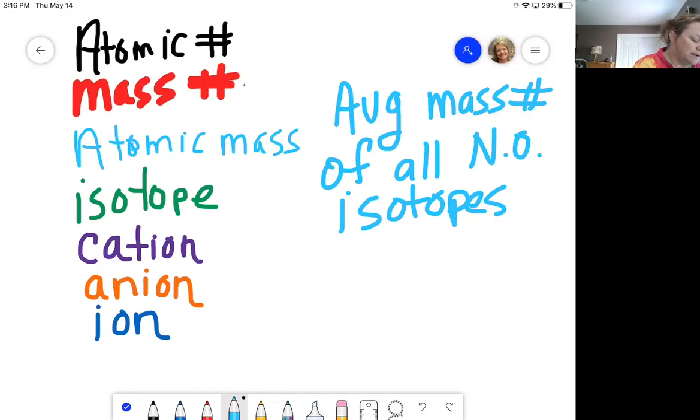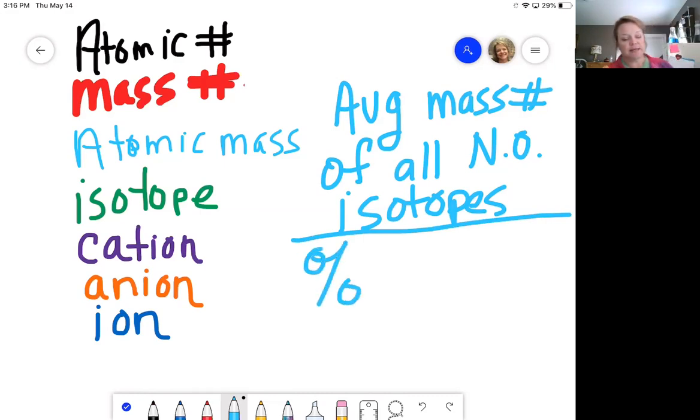And I showed you how to figure this out. What we do is we take the percentage that it's found in nature. Remember, I told you that it doesn't matter where we get a sample of an element from. I said I got one from Brazil and one from Russia. I could get them anywhere in the universe. And they're going to have the same percentage of each isotope no matter where I get them from. That's just how those elements are found.